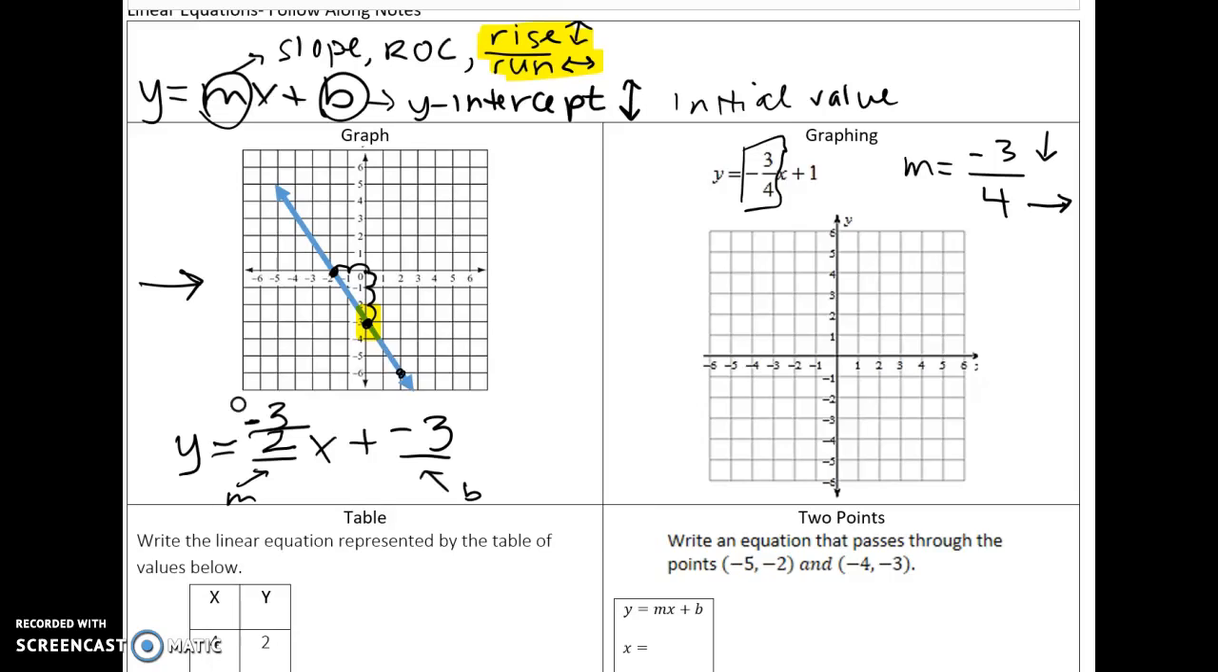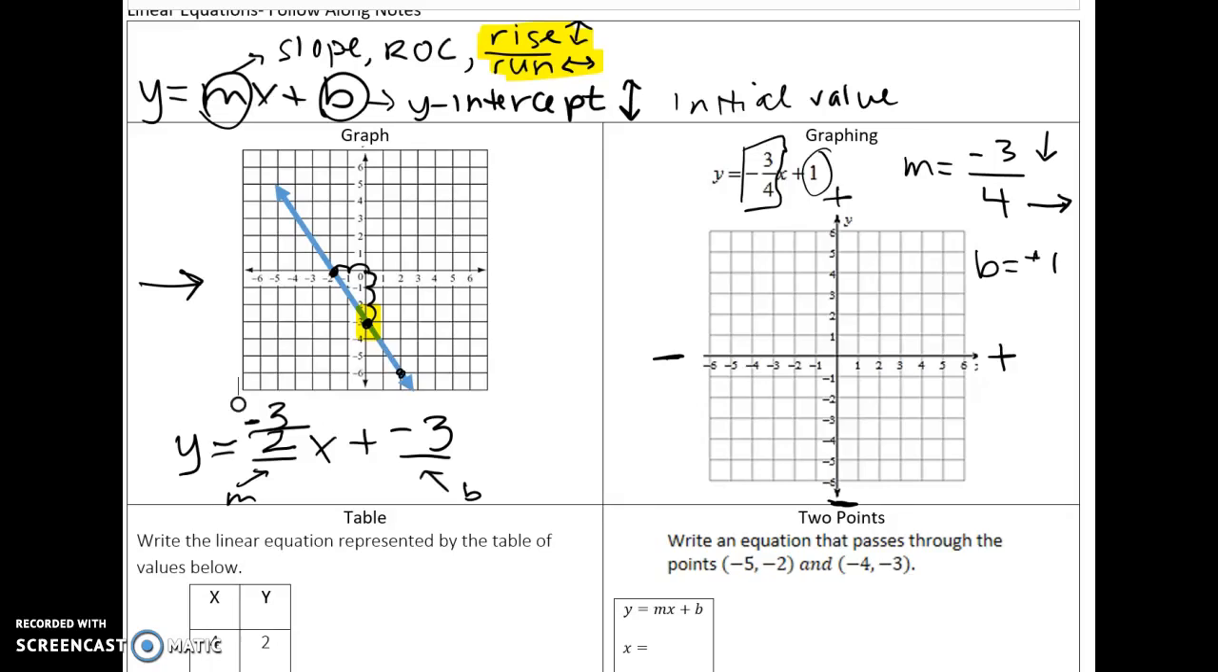is going right. By this I mean, as we look at a graph, when we go to the right, my numbers get positive. When I go up, my numbers get positive. However, if I go down, my numbers get negative, and if I go left, those numbers get negative. Looking back over here, my m was -3/4, but my y-intercept is a +1.